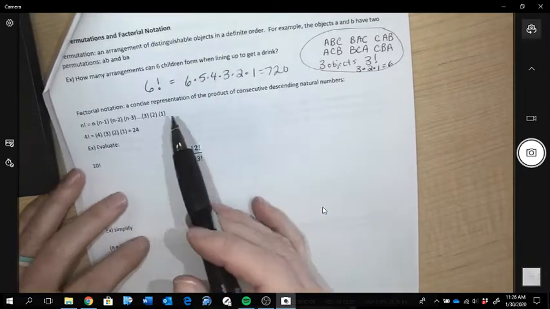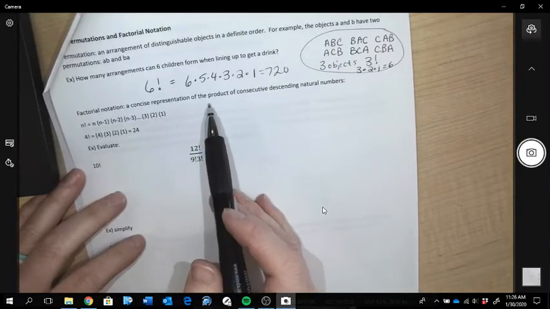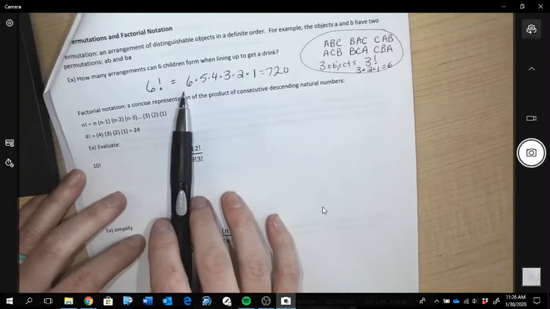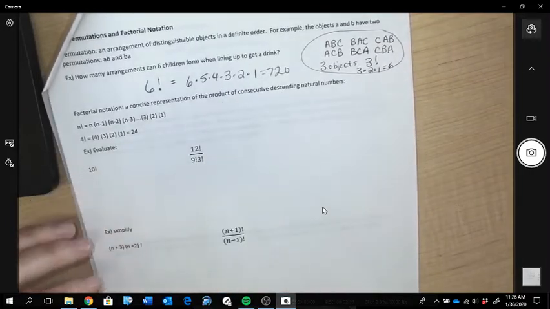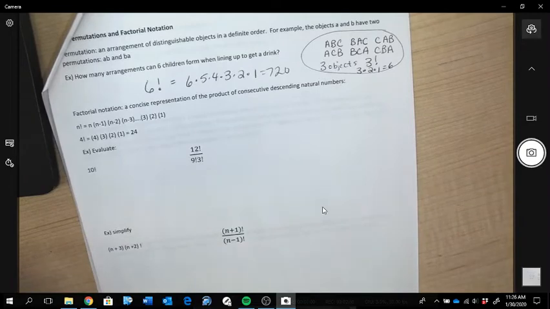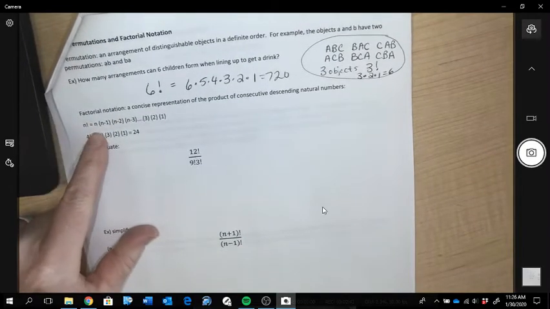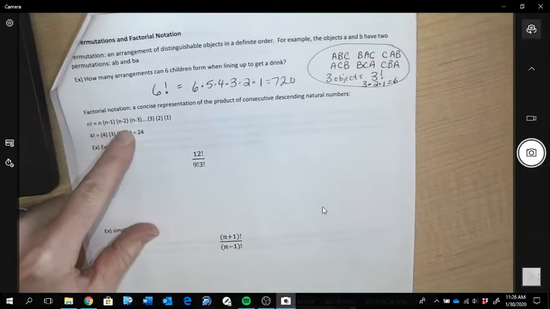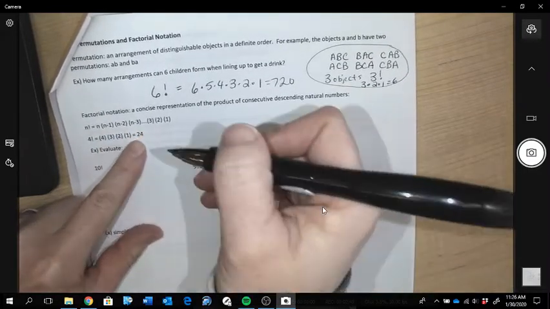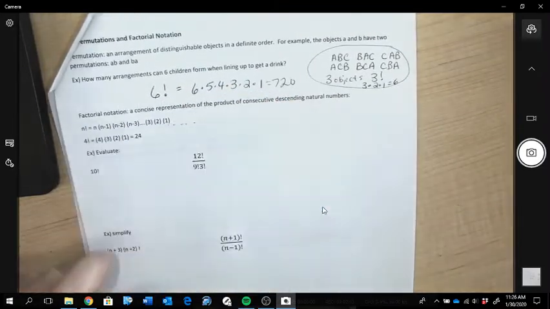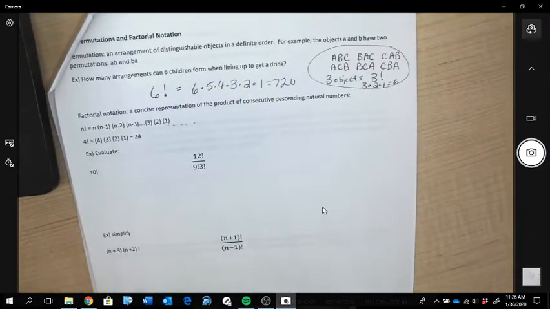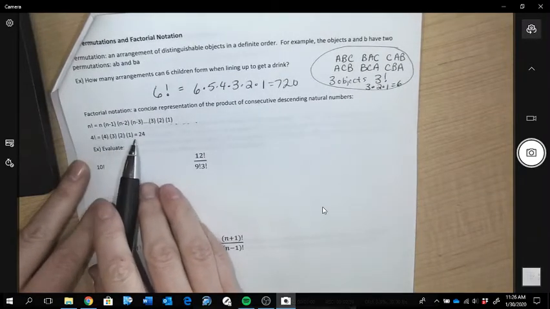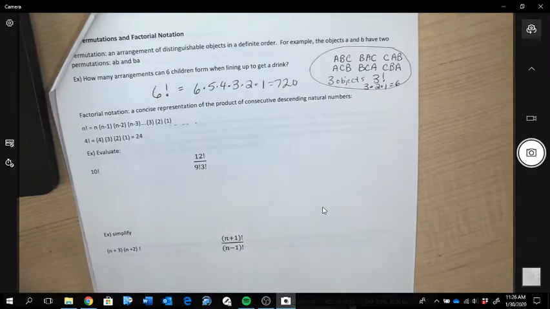Okay, factorial notation, a concise representation of the product of consecutive descending natural numbers. So you could see that 6 factorial is the product of all of the numbers descending from 6. If I have n factorial, the first number would be n, and then n minus 1, n minus 2, all the way. Obviously, this cannot go any lower than 1. You can't go 0 or negative numbers. So 4 factorial is 4 times 3 times 2 times 1, which ends up being 24.